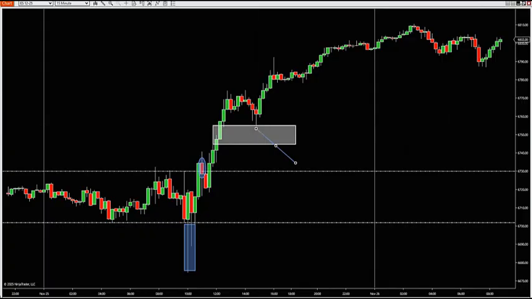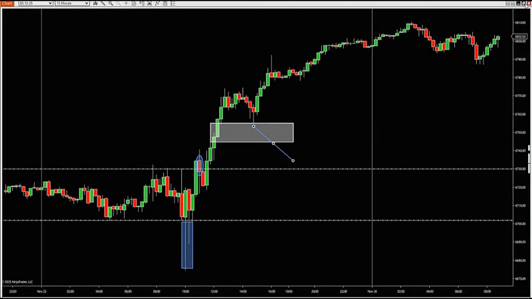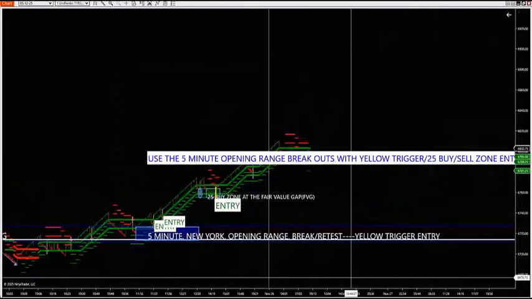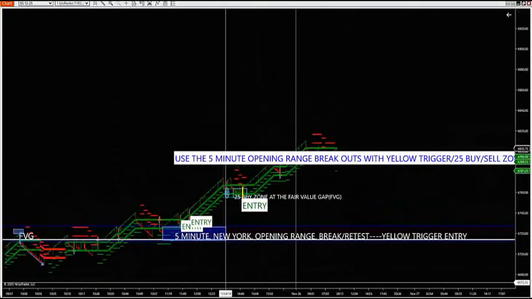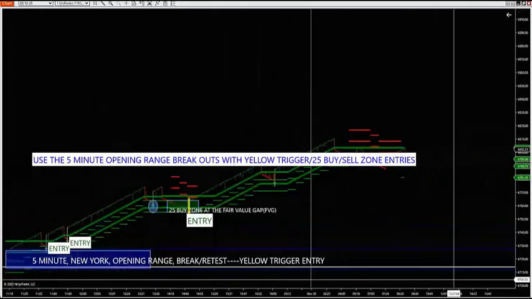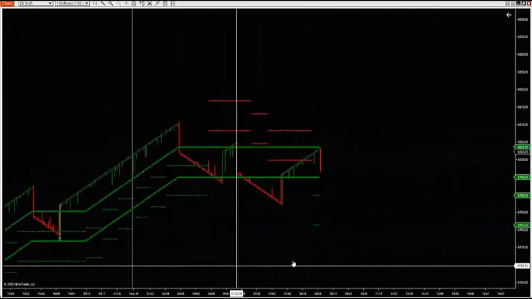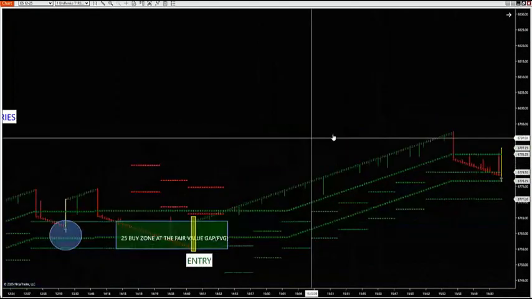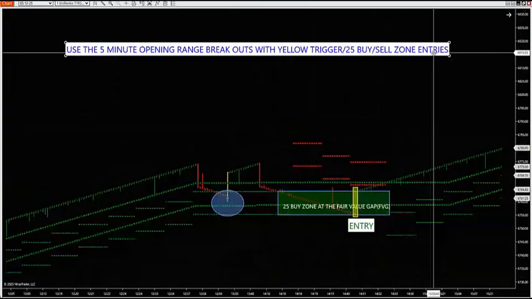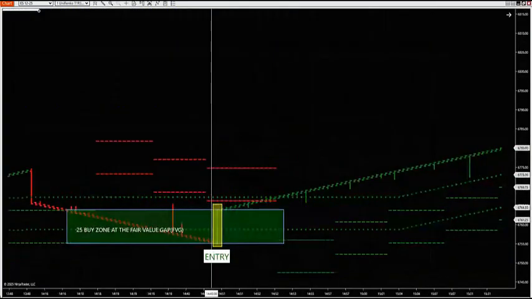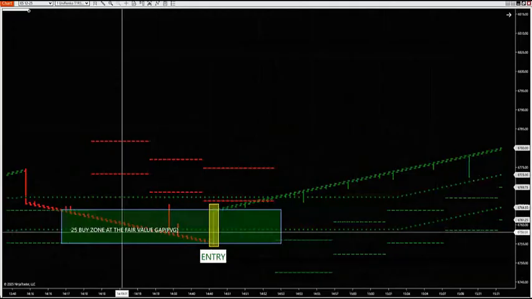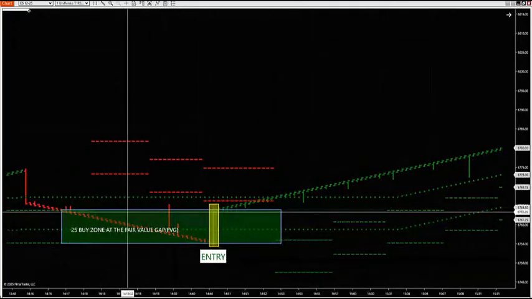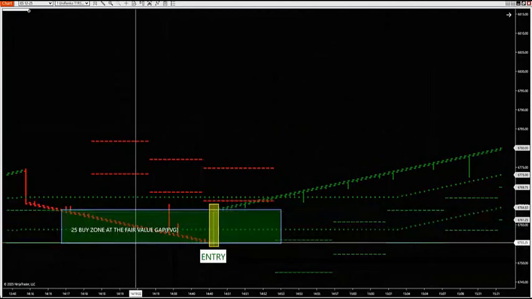So if I look at 14:45 and I see when the market came up, there's a fair value gap. Check this out, look how neat this is. Knowledge is power in the market. You've got to understand price action. The 25 buy zone at the fair value gap. So there's my fair value gap that I drew in, this little green box. That's a fair value gap that I drew in 2 hours before.